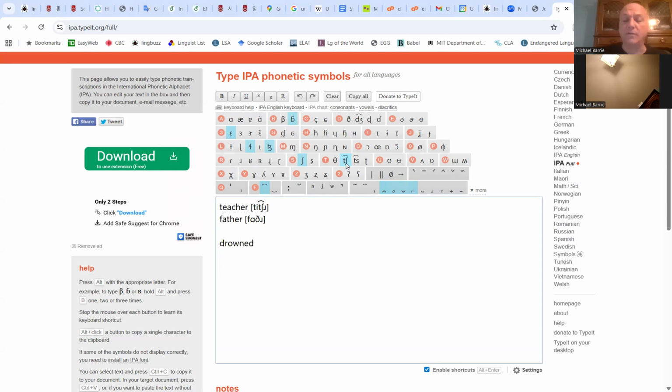How about drowned? Okay, so listen to the word drowned and try to transcribe it. Okay, so this is an example of a word with a diphthong in it. Drowned.